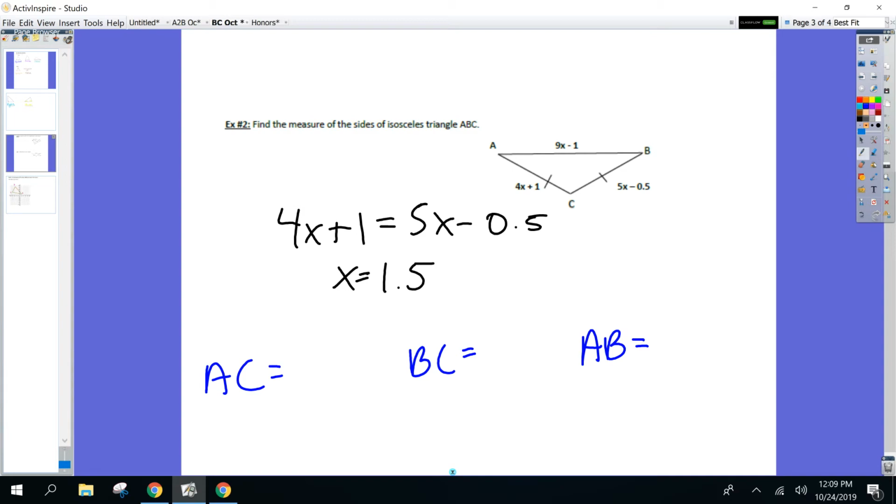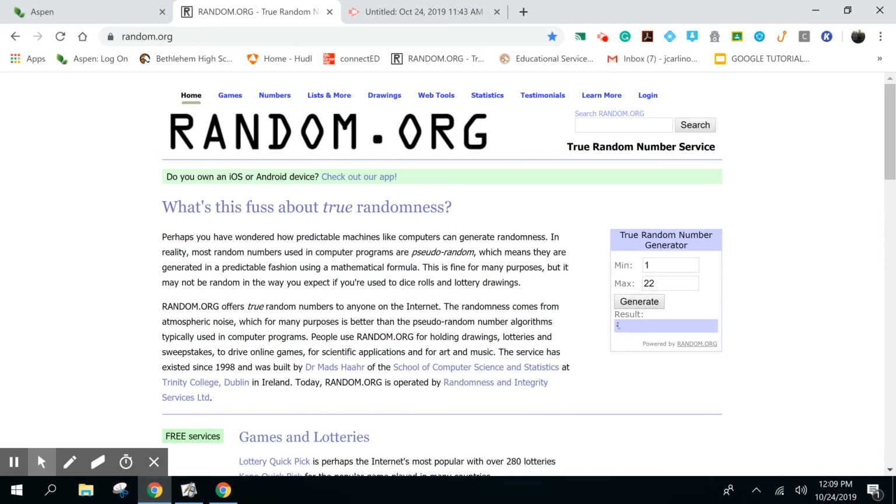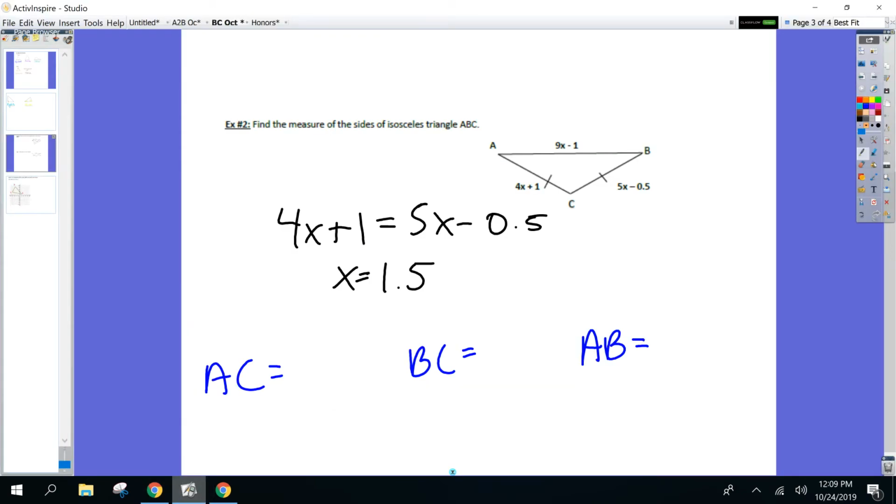And hopefully you're finding out 2 of the 3 sides are equal because it was isosceles. So when you're ready, let me know. 7, when you're ready, let me know all the side lengths.